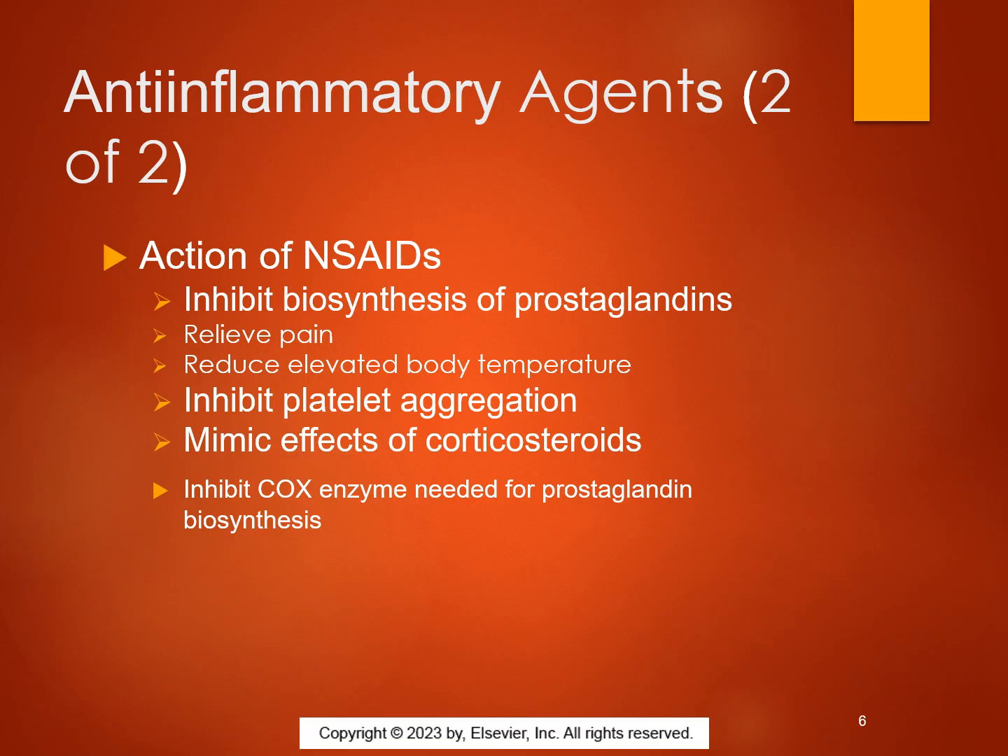So some important information about this is it inhibits prostaglandin production, so less chemical signaling for pain and inflammation. It relieves pain, as nerve endings are less sensitized. It reduces fever, so the hypothalamus is no longer being told to raise body temperature. It inhibits platelet aggregation, so there's less thromboxane, and that increases bleeding risk. And they mimic corticosteroids, but they're weaker. They reduce inflammation, but they do not suppress the immune system like steroids do.